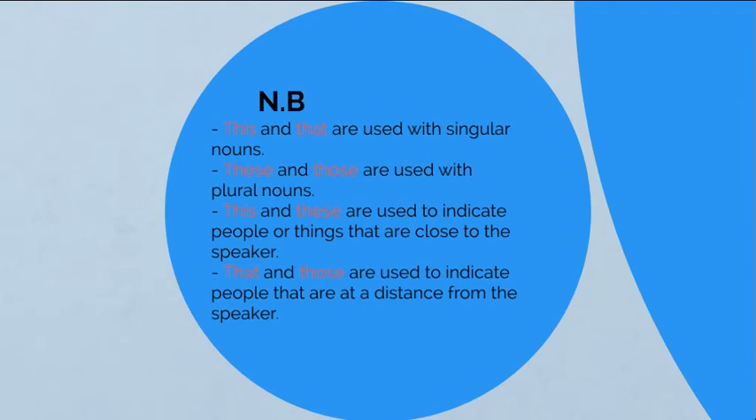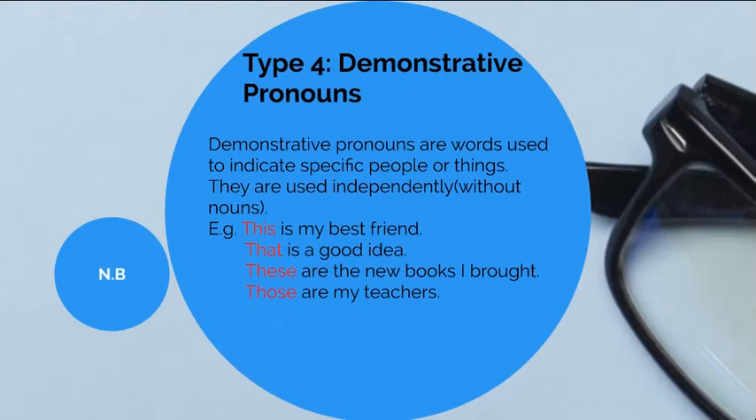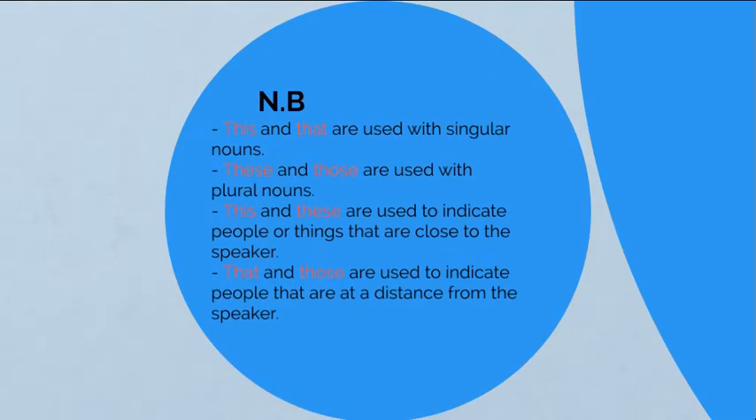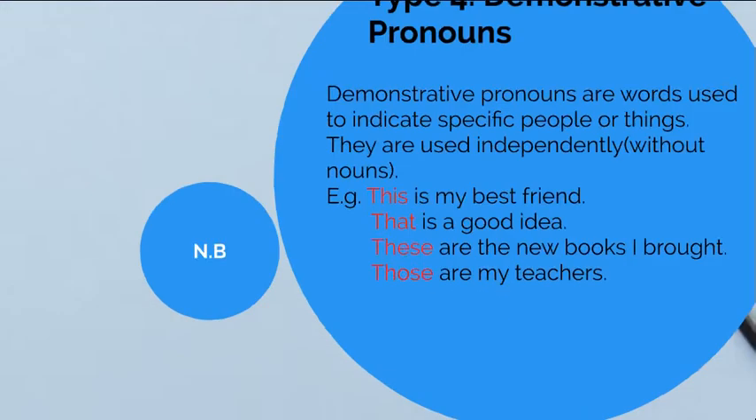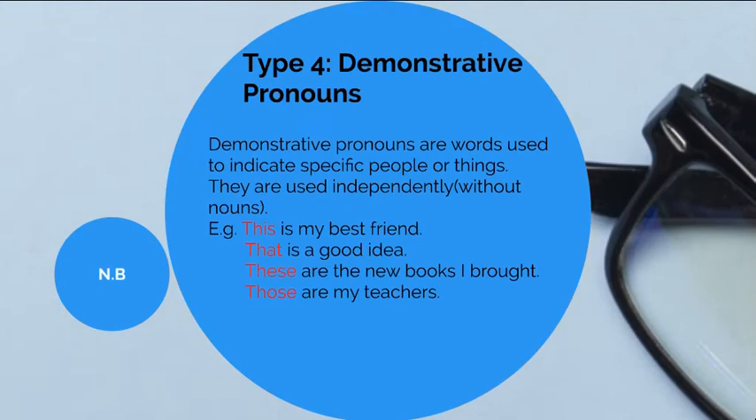This and that are used with singular nouns, like in the example, this is my best friend. That is a good idea. Best friend and good idea are singular nouns. These and those are used with plural nouns, like new books and my teachers.